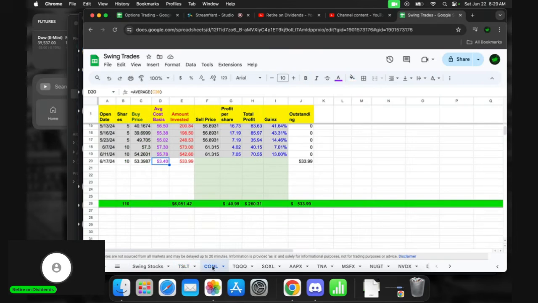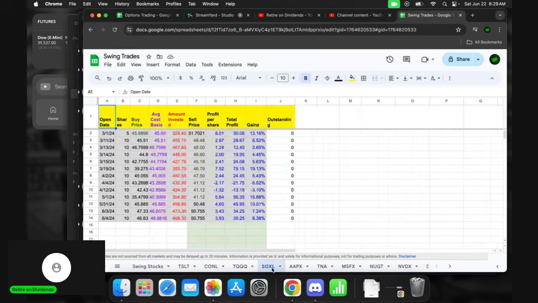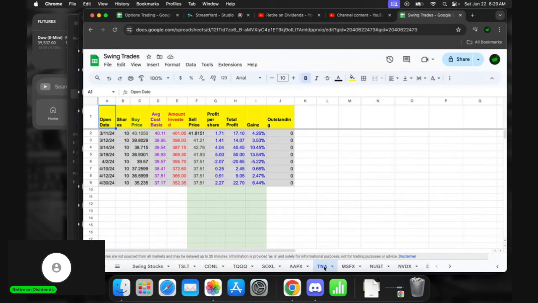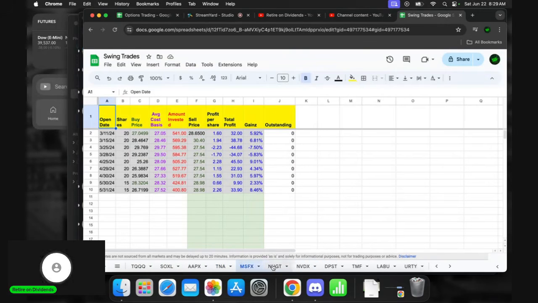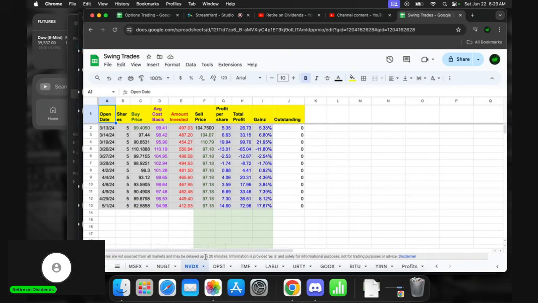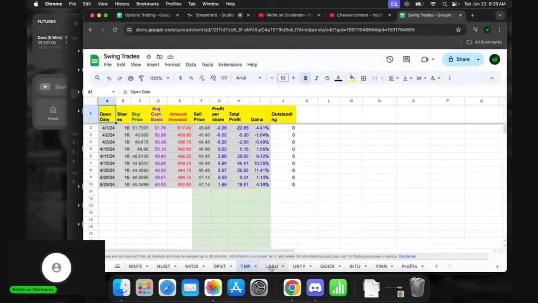TSLT, no trades for the week. CONL, no trades. TQQQ, no trades. SOXL, no trades. AAPX, no trades. TNA, no trades. MSFX, no trades. NUGT, I got a trade, 30 shares. I sold and made about $99. You'll see that in the bottom right. NVDX, no trades. No trades for these others.